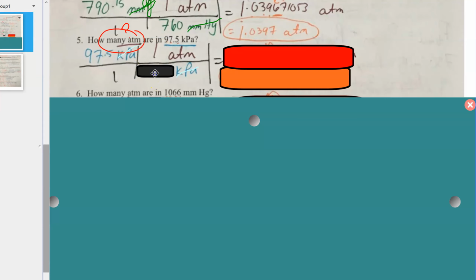And then find your kPa number, 101.3. So we're taking 97.5 times 1. Do you have to do the times 1? No. If it makes you feel better, you can. We're dividing by 101.3 kPa.